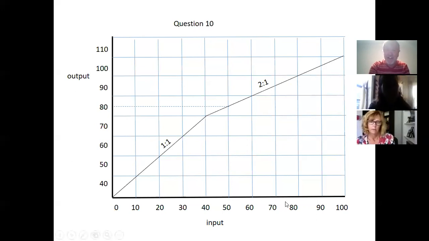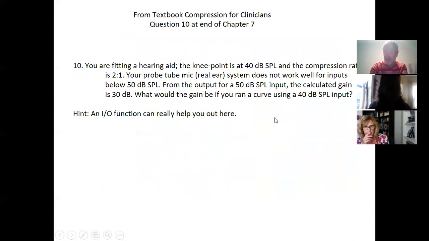Okay? So 50 in, 80 out; 40 in, 75 out. Look at the distance here is only 5, whereas the distance here is 10. That's all. The question was meant to be a little bit tricky, but it's just making you work backwards. You're fitting a hearing aid, the knee point's at 40, the ratio's 2-to-1. So what did you draw first?